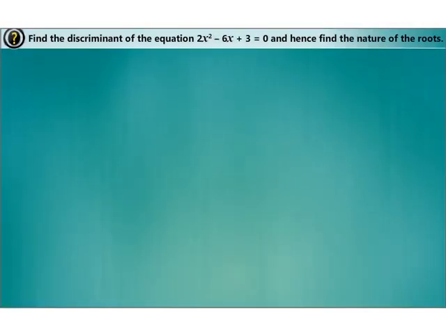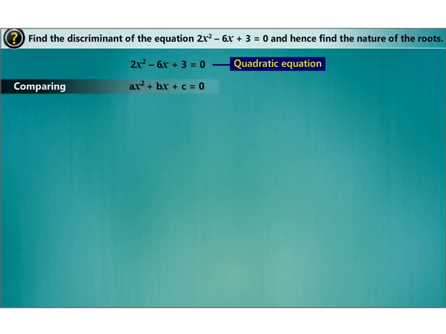Find the discriminant of the equation 2x square minus 6x plus 3 is equal to 0 and hence find the nature of the roots. Consider the equation 2x square minus 6x plus 3 is equal to 0. Comparing the coefficients with the standard equation, we have a is equal to 2, b is equal to minus 6 and c is equal to 3.